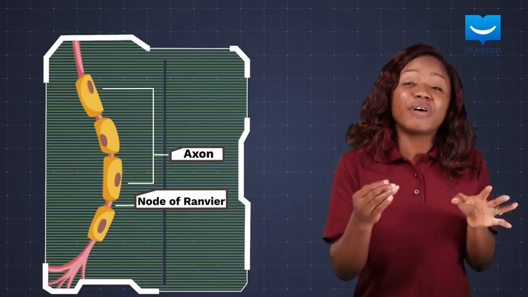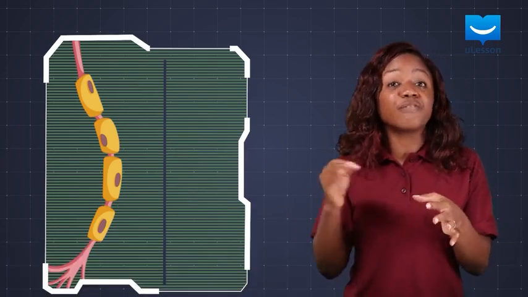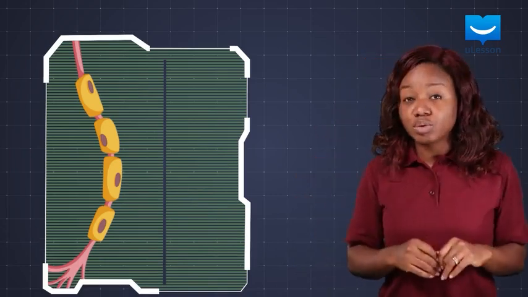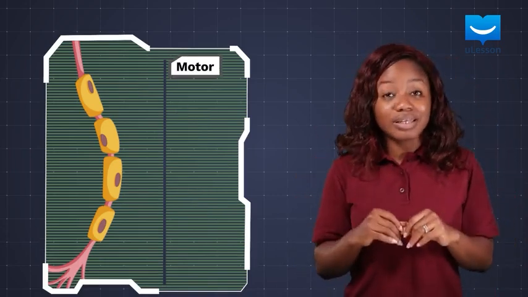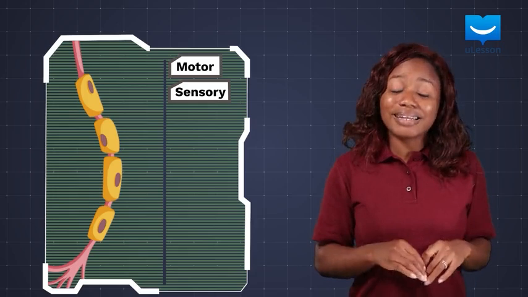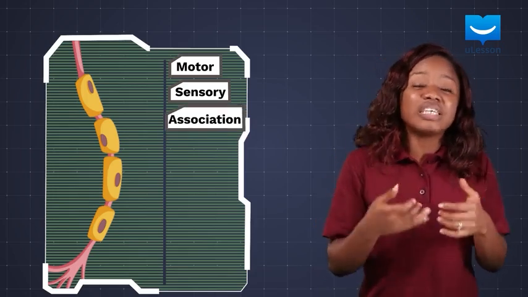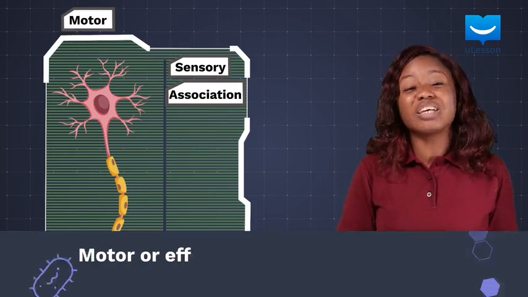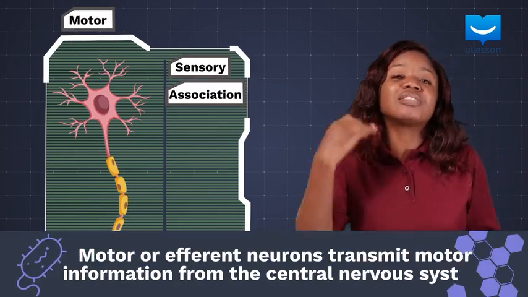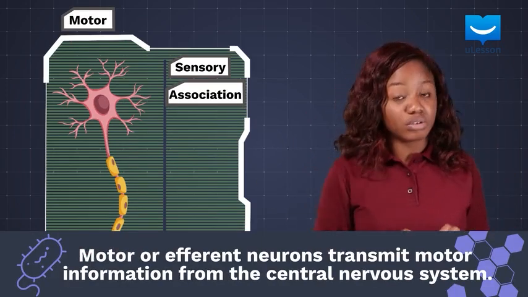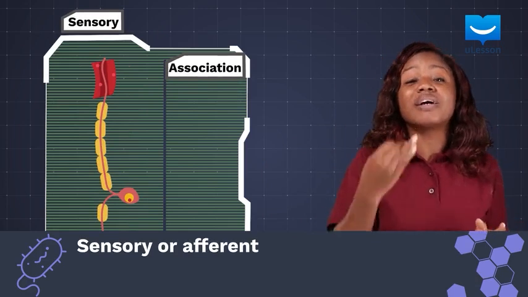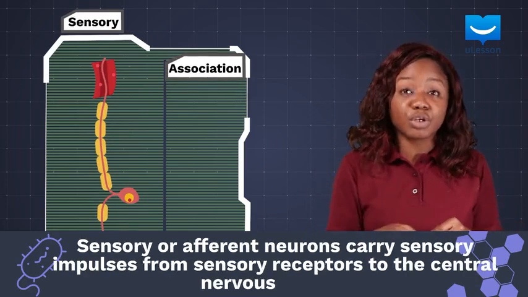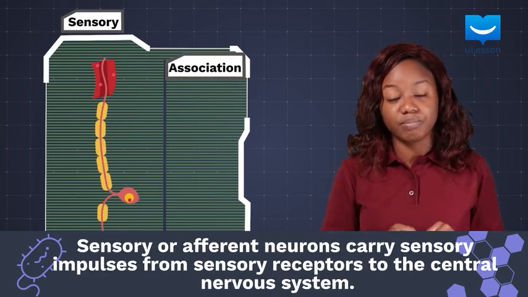Neurons can be classified based on their structure and their function. Based on function, neurons are grouped into motor neurons, sensory neurons, and association or intermediate neurons. Motor or efferent neurons transmit motor information from the central nervous system to effectors. Sensory or afferent neurons carry sensory impulses from sensory receptors to the central nervous system.